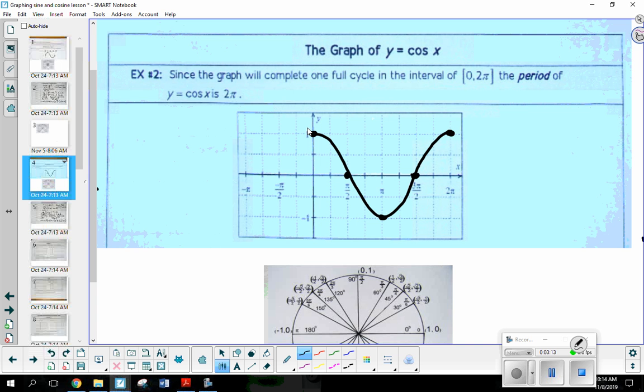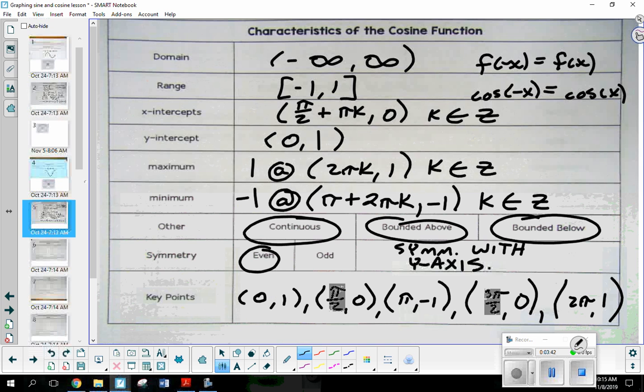It has a period of 2 pi for the same reason that sine does. One revolution is going to give me this one section of the graph. The more I rotate, the more it's going to repeat, whether it's counterclockwise or clockwise. So we're going to use the same values: maximum 1, then a 0, minimum -1, 0, and then we finish up with a maximum again. Just like before, any questions on the graph, why we have the points that we do, or anything about the characteristics that might be confusing?